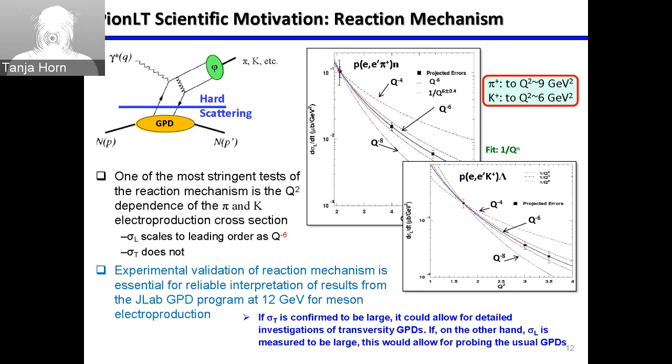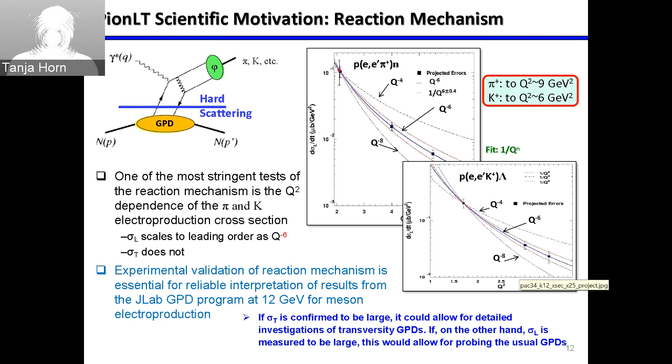So, of course, this validation of the reaction mechanism is essential to interpret the data from the GPD program. And in particular, it goes like this. If sigma T is confirmed to be large, then one could investigate transversity GPDs. If sigma L is measured to be large and it follows these trends as shown in these two curves here, then one could probe the usual GPDs.